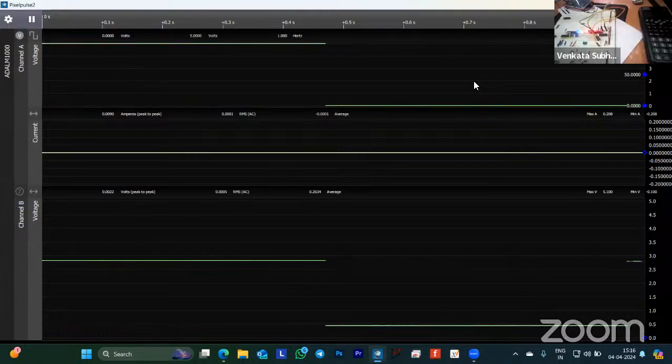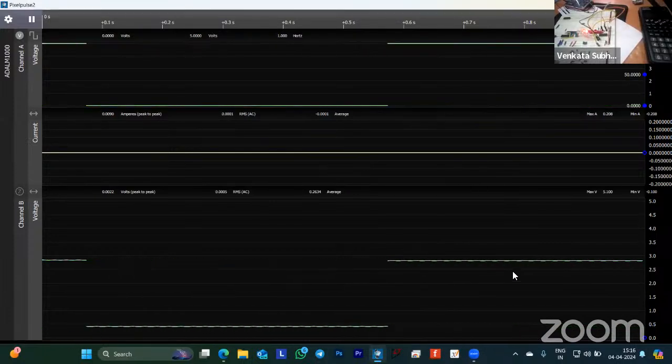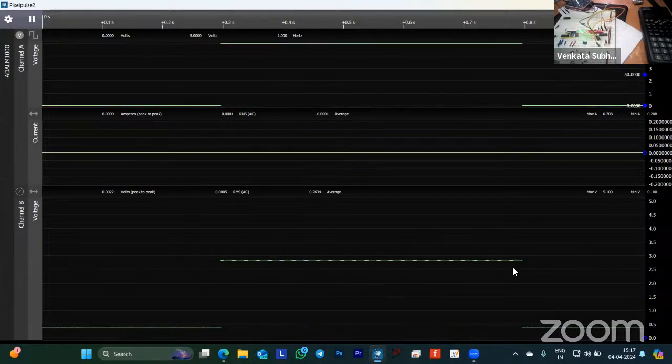Fine, I guess. It's skipping a bit. There is some problem, correct? Yes, sir. Not only that, you see the output. It is not even 5 volts. 3 volts. Correct. So clearly there is a problem.